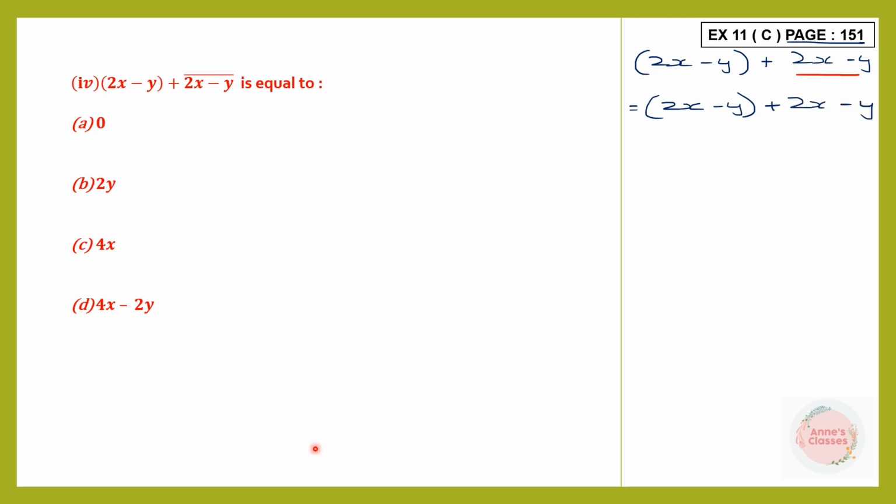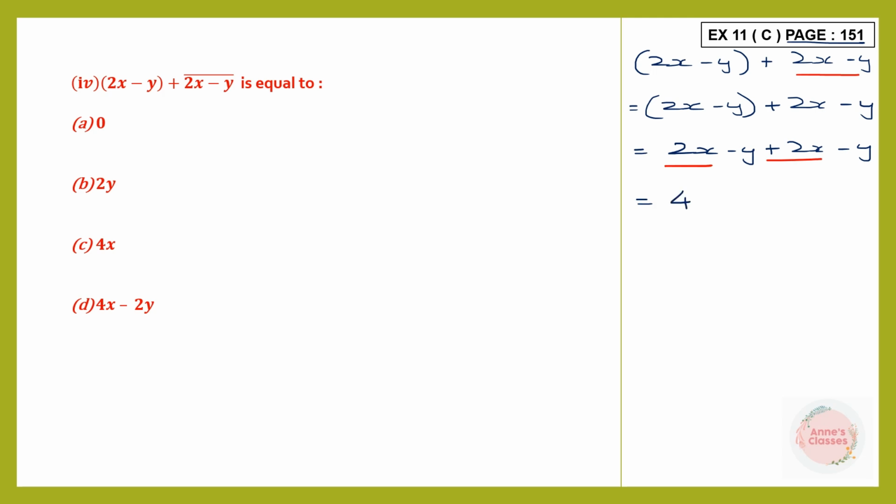Now let's remove these parentheses. Again, there's a plus sign before it, so no change in any of the terms inside. So this is 2x minus y plus 2x minus y. Let's take the like terms. Here we have 2x plus 2x. 2 plus 2 is 4.